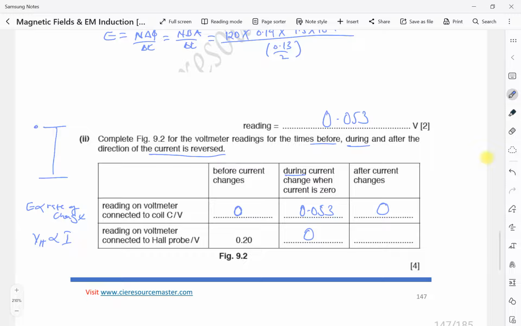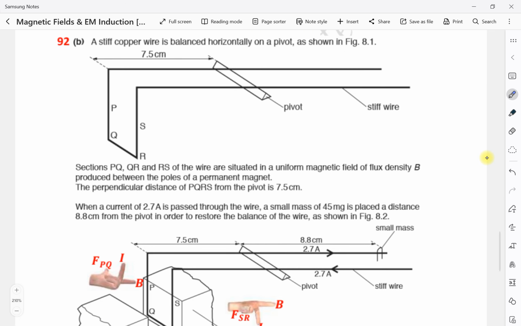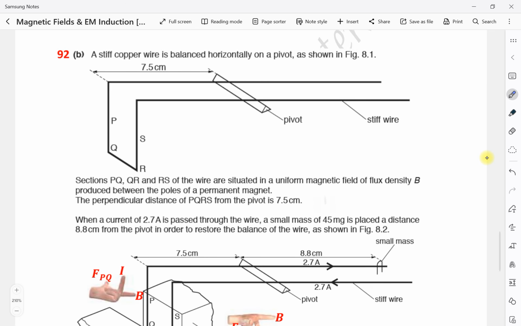So it starts from positive to negative. After current change, the current has reversed direction. It means it's again constant, so the rate of change is again 0, which means the induced EMF is 0. But since the current has now reversed direction, it means VH also changes its polarity. Therefore, this is going to be minus 0.20. Okay, that is the explanation there.